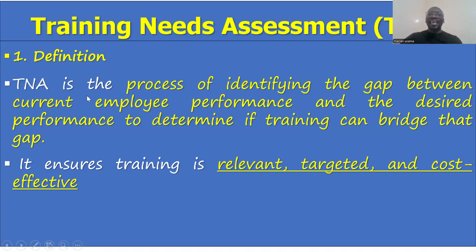So training needs analysis is the process of identifying the gap between current employee performance and the desired performance, to determine if training can bridge that gap. So when we are talking about training needs analysis, we compare two things. That is, number one, what is the current employee performance? And number two, what is the desired performance? Then what is the gap? So the gap means we need to fill the gap.